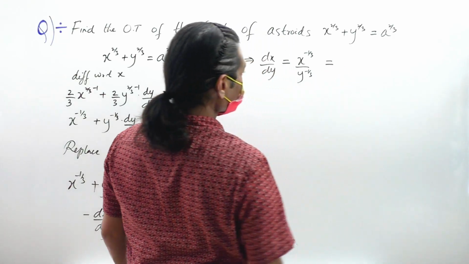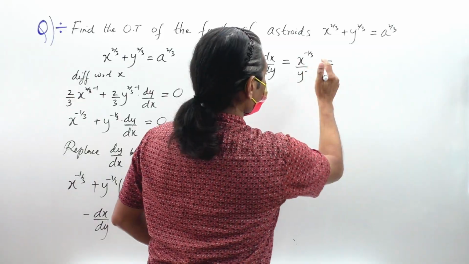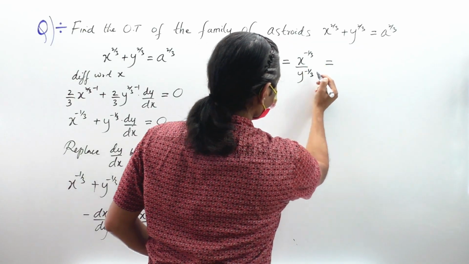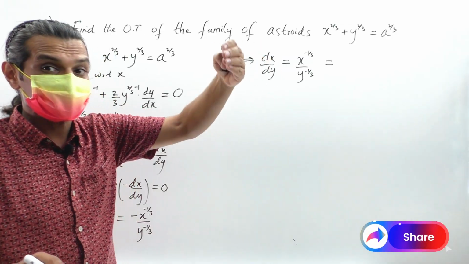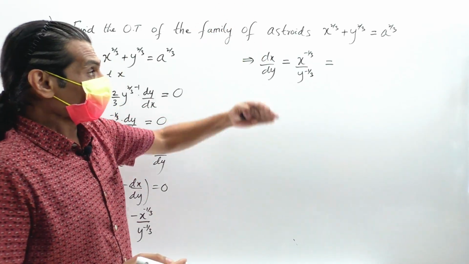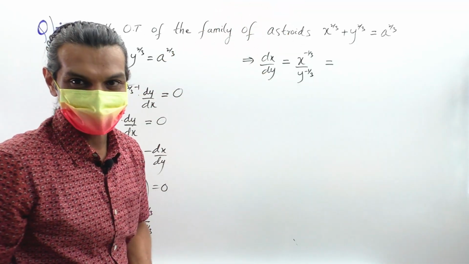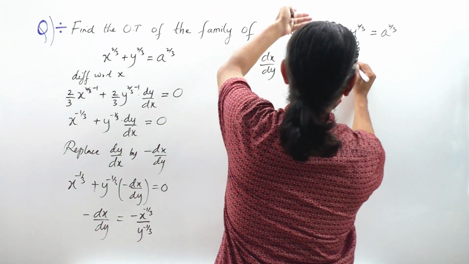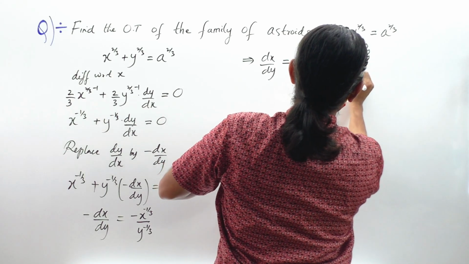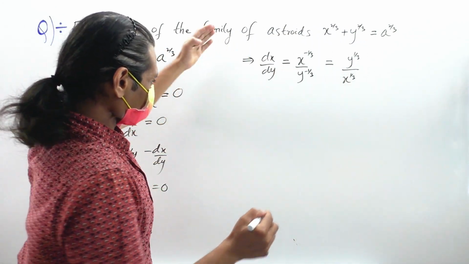That can also be written as, see, it is x raised to minus 1 by 3 upon y raised to minus 1 by 3. It's simple mathematics. x raised to minus 1 by 3 can be written as 1 by x raised to 1 by 3, and 1 by y raised to minus 1 by 3 can be written as y raised to 1 by 3. Take it down. So we have y raised to 1 by 3 upon x raised to 1 by 3. Simple maths. Now cross multiply.